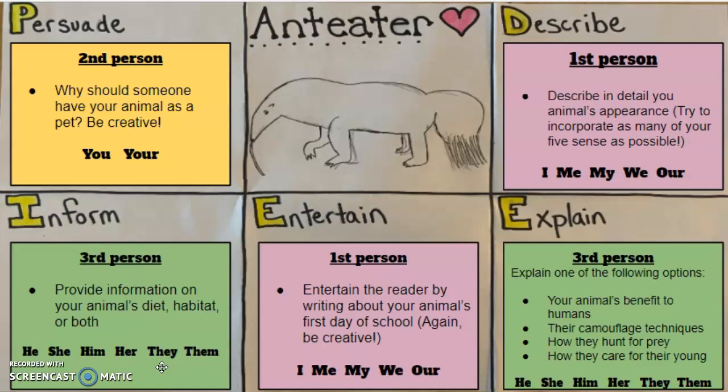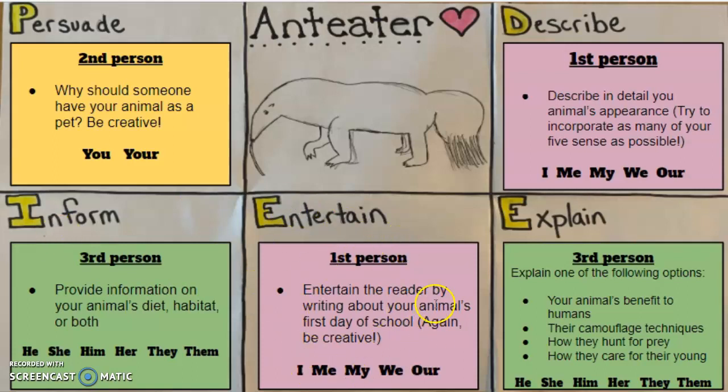That's a paragraph in 6th grade. So you're informing, you're giving us factual information. He eats such and such, or they live in this type of climate, which is located in this area of the world.